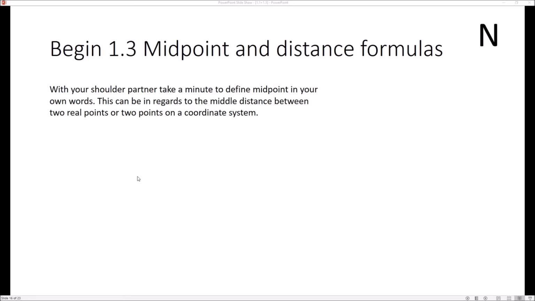Define midpoint in your own words. This can be in regards to middle distance between two real points or 2 points on a coordinate system. So all that's saying there is you can think of it as on a number line, or just in R space, which is the real number line, or an R squared space, which is the coordinate plane, X and Y, that you're used to from Algebra 1.